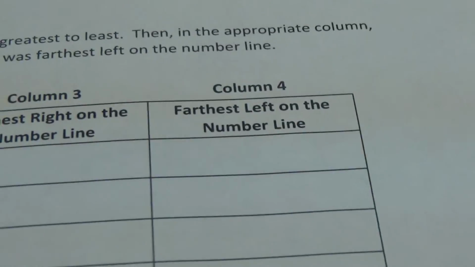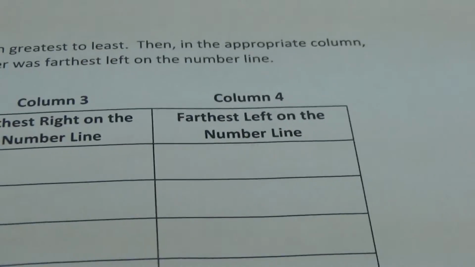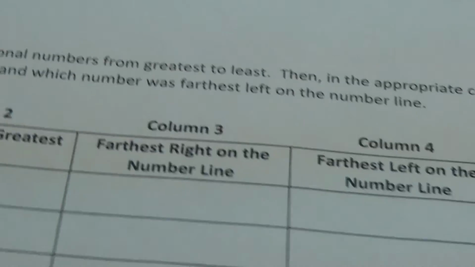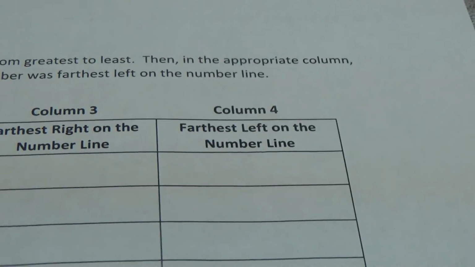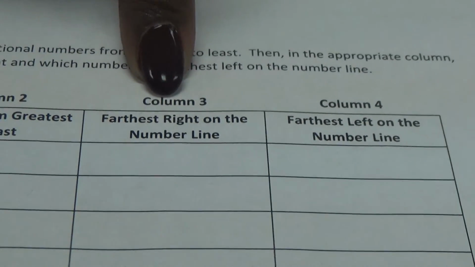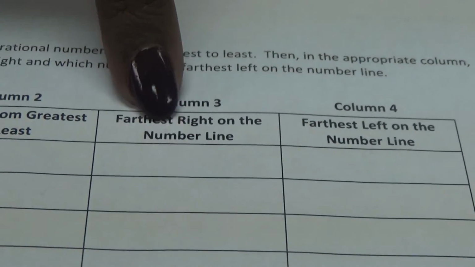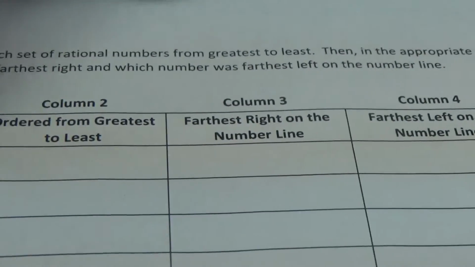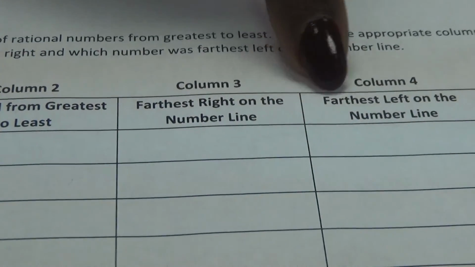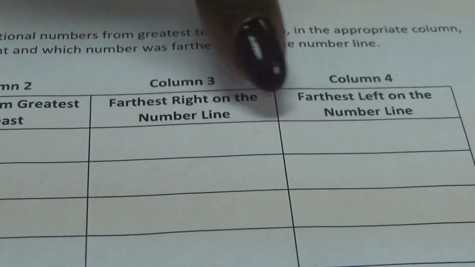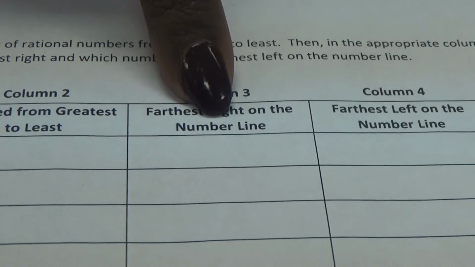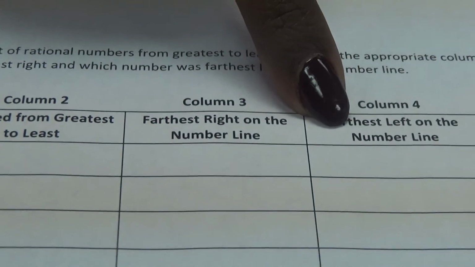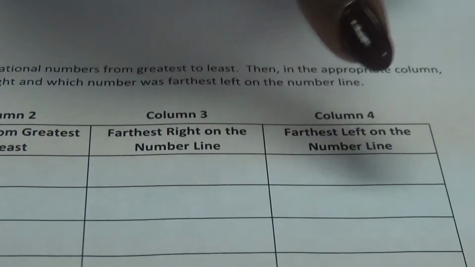On the last column, column 4, it says farthest to the left, so that means the one that's going to be smaller. So, again, on column 3, farthest right on the number line, you're looking for the one that's going to be greater out of these two numbers. And then when you get to column 4, farthest to the left on the number line, you're looking for the one that's going to be smaller. So you can go ahead and put greater over here, and then you can put least right here on column 4. So that'll give you an idea of what numbers you're putting in those two columns.